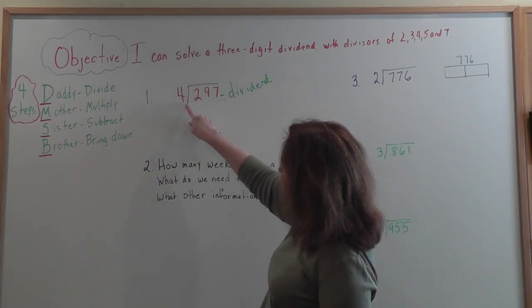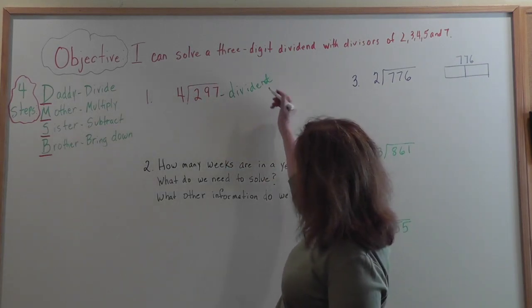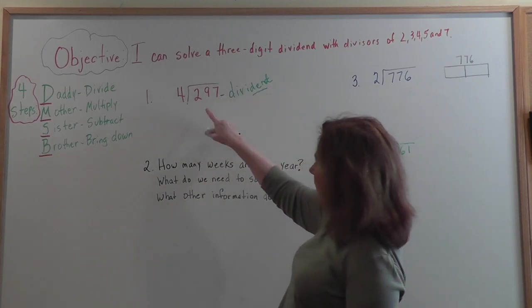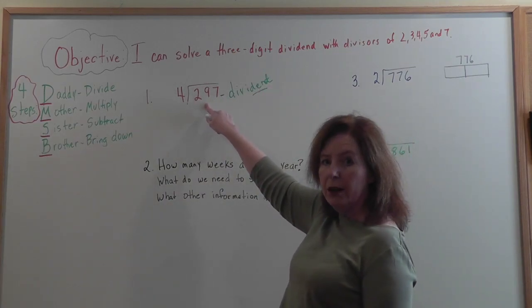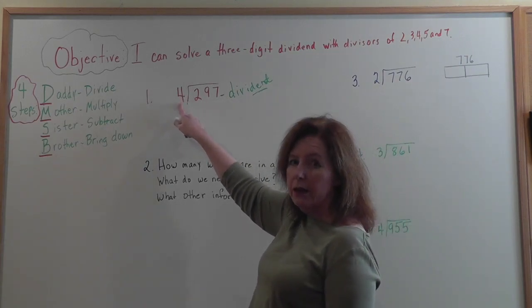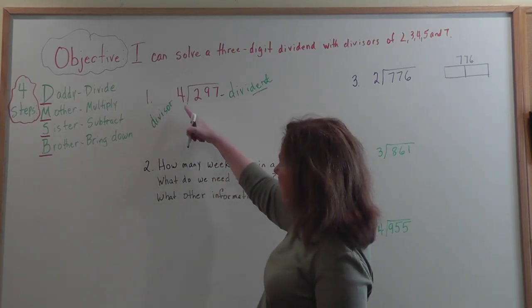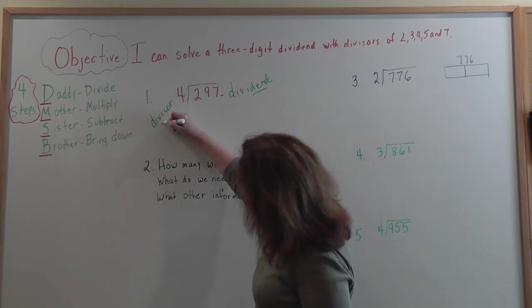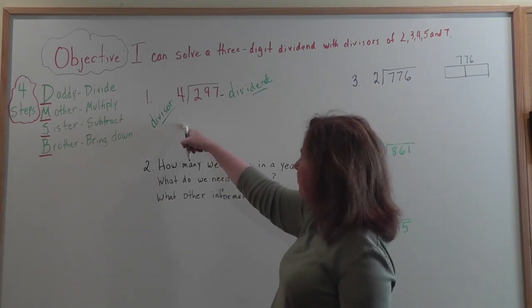Okay, now this right here is the house. I'll call it the house. And in your house, you have a den. So we call this number the dividend. Now this number right here is called the divisor. It's outside the house and it needs a visor on because it's outside the house.